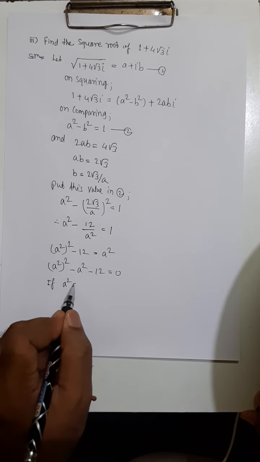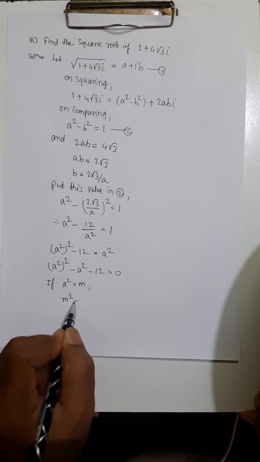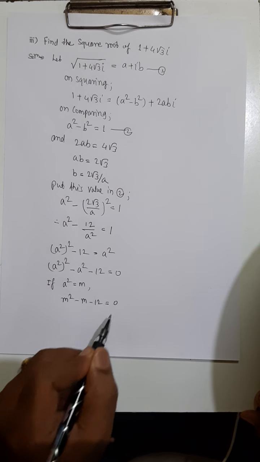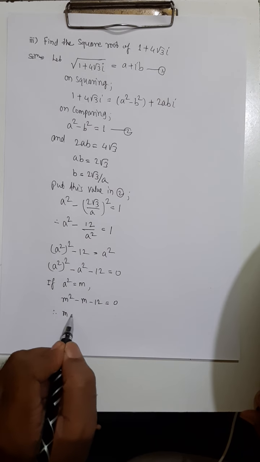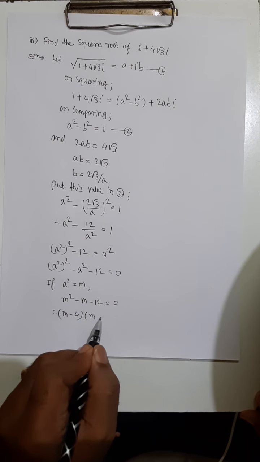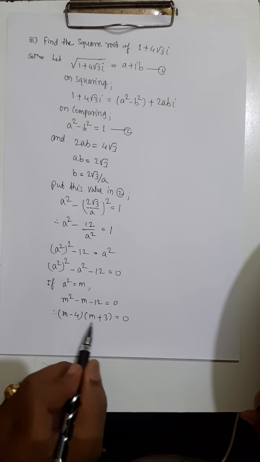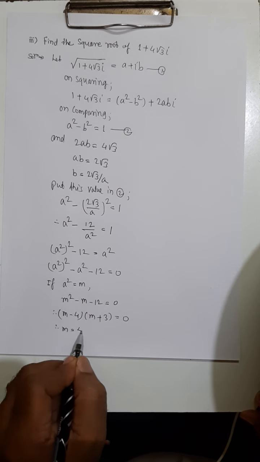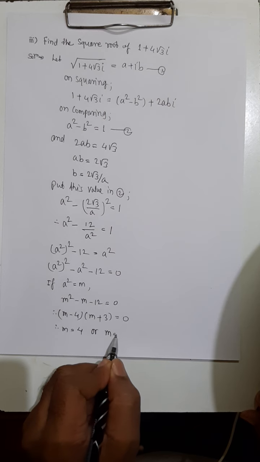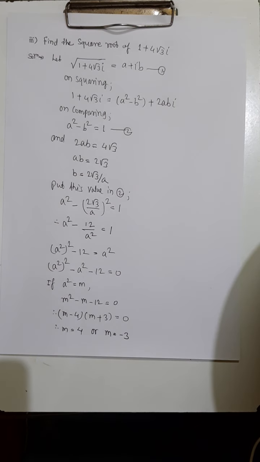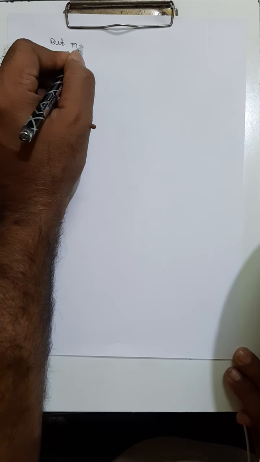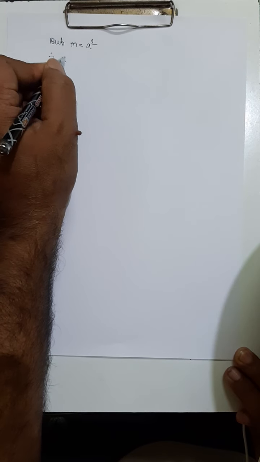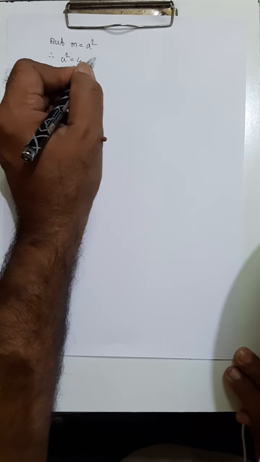If I write a square is equal to m, we get m square minus m minus 12 is equal to 0. We can factorize this. Factors are m minus 4 into m plus 3 is equal to 0. Minus 4 plus 3 is minus 1, minus 4 into 3 is minus 12, and this gives m is equal to 4 or m is equal to minus 3. But m is a square, and therefore a square is equal to 4 or a square is equal to minus 3.